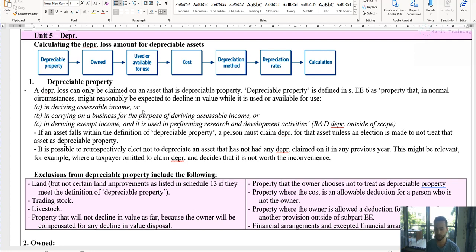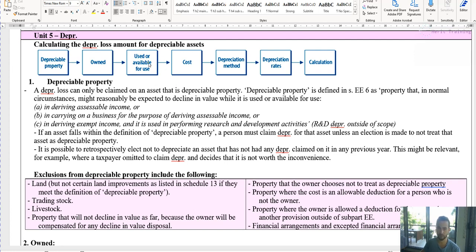Property that the owner chooses not to treat as depreciable property because they've made an election not to do so. Property where the cost is an allowable deduction for a person who is not the owner. So basically, if you own the property but you rent it out to someone else and they're entitled to the deduction for depreciation, not you, you can't claim it. Right, so only one person can claim it, and we'll talk about that in this later step over here.